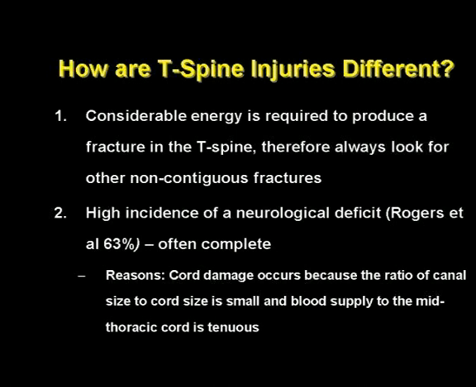The incidence of neurological deficit in people with thoracic spine fractures is very high. From one paper here by Lee Rogers, it's 63%, and it's often almost complete. The reason for this is that the thoracic spine has a narrow canal, and the ratio between the canal and the cord size is diminished. And the blood supply to the mid-thoracic cord is meager.